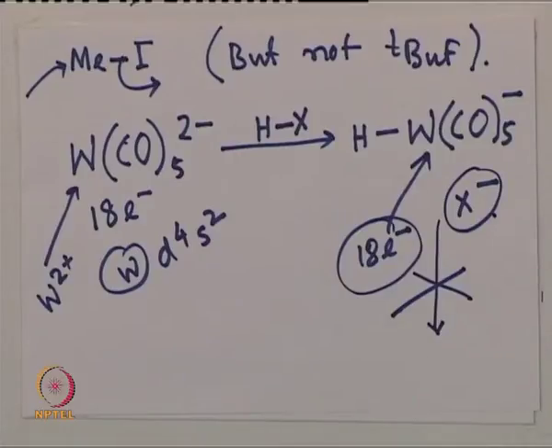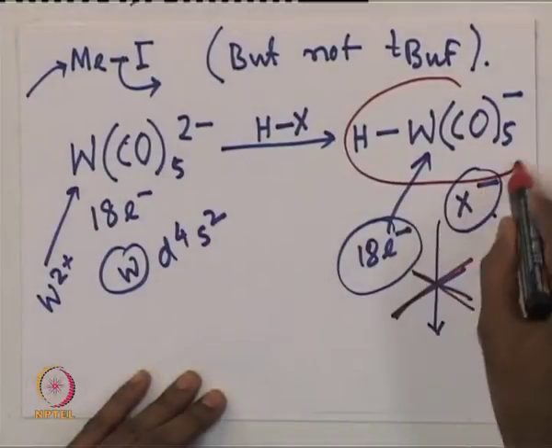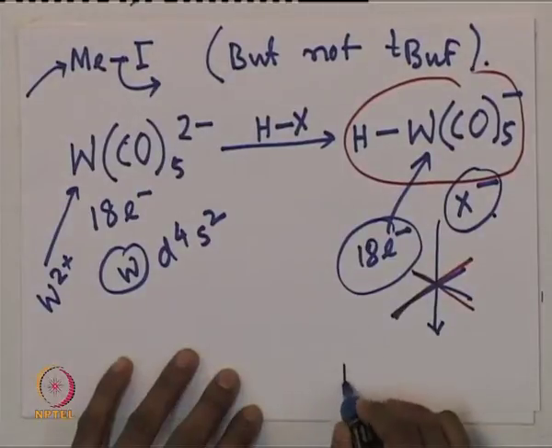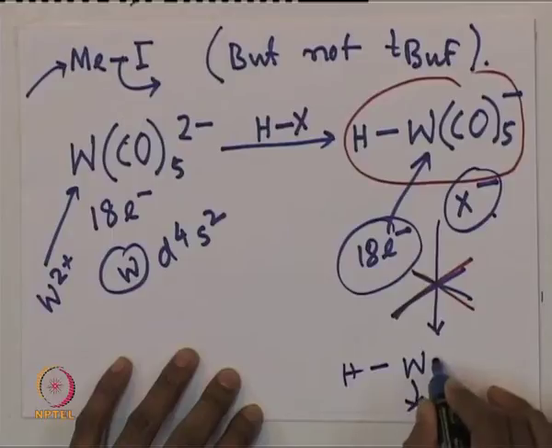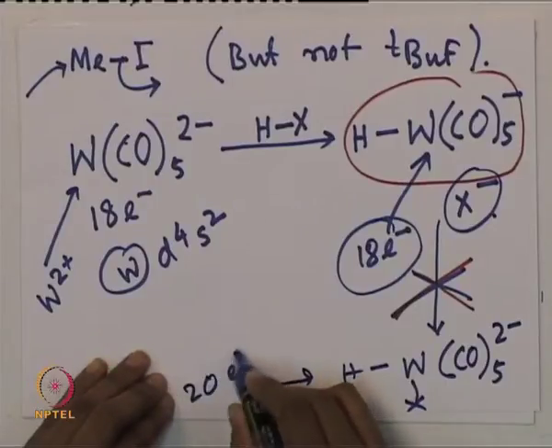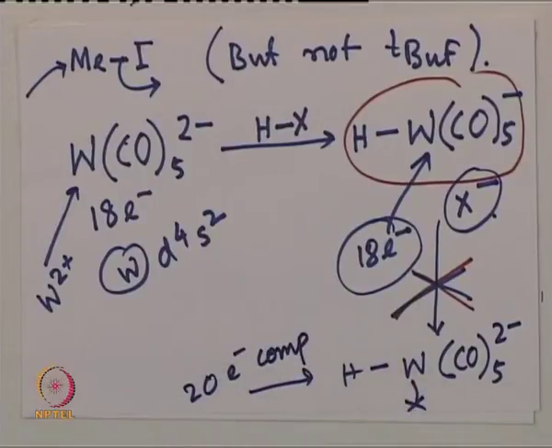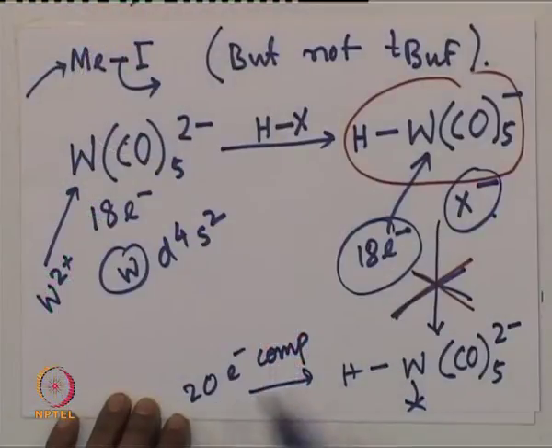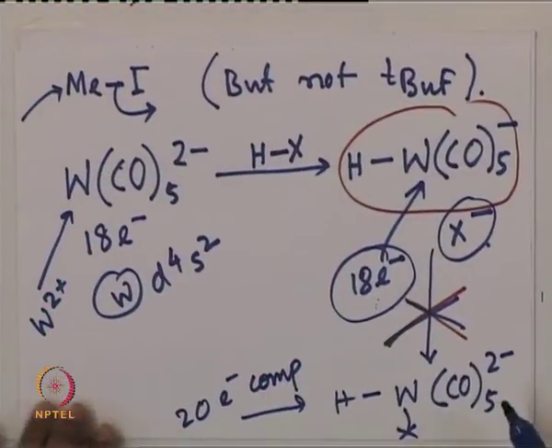So we will have overall the final species as this one, right. The final species one may expect is this one, but this one is not going to happen because it is going to be a 20 electron complex. So for the tungsten pentacarbonyl dianionic species, upon oxidative addition of HX, we will overall see a protonation of the pentacarbonyl species to give HW(CO)5 minus, and the X minus will not combine with the tungsten. Therefore, we will not get the 20 electron complex, finally we will get the 18 electron complex.